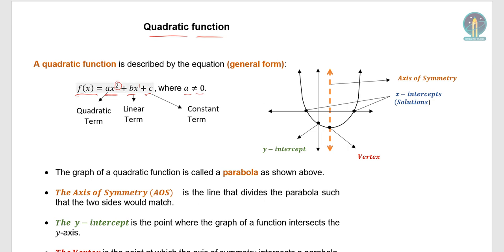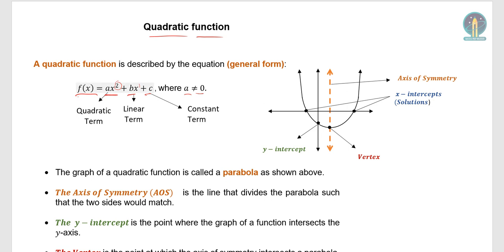Because what would happen if a were 0? If a were 0, the quadratic term would be non-existent, right? It would vanish to 0, and then it would not be a quadratic function, it would be a linear function, because the linear term would be the term with the largest exponent. So that's why a cannot be 0.